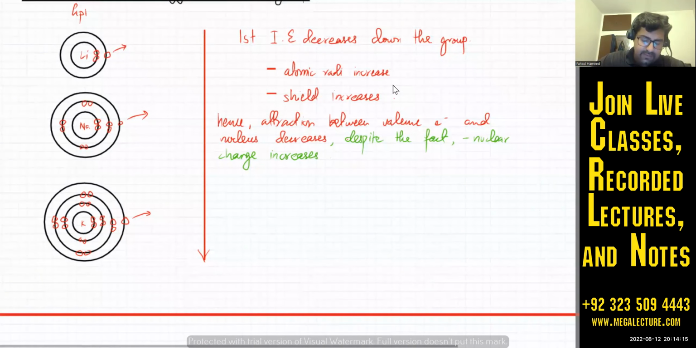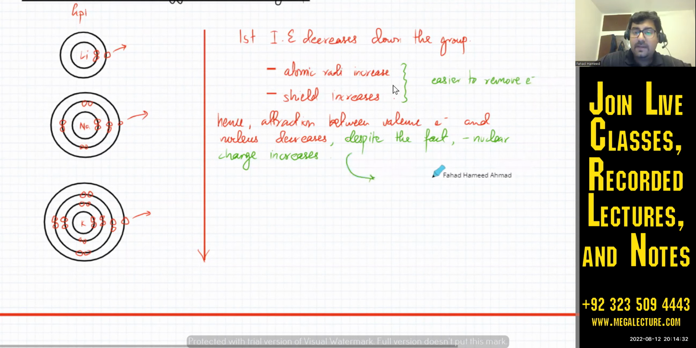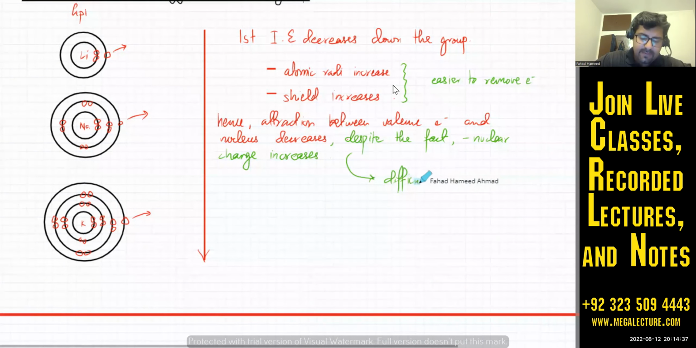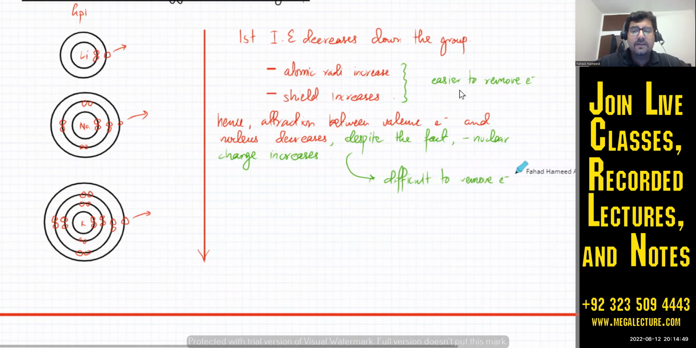So that means two factors are saying that it's going to be easier to get rid of electrons. And there's only one factor which is suggesting that it should be difficult to remove electrons. So the two factors that are mentioned above will outweigh the one factor that's mentioned at the end. So what will the overall effect be? It's going to be easier to remove electrons.